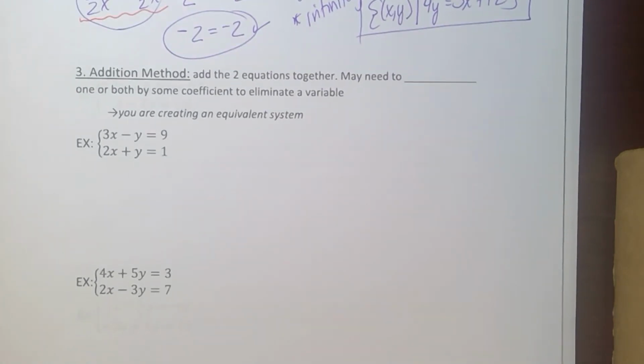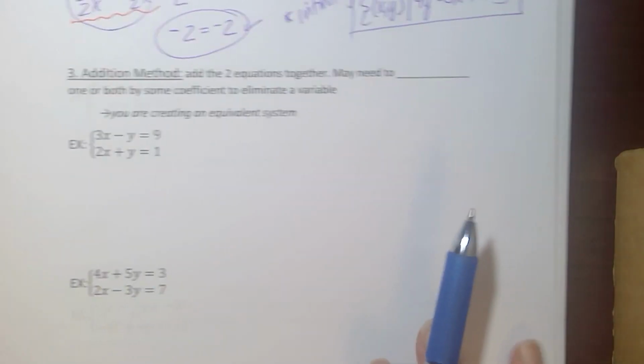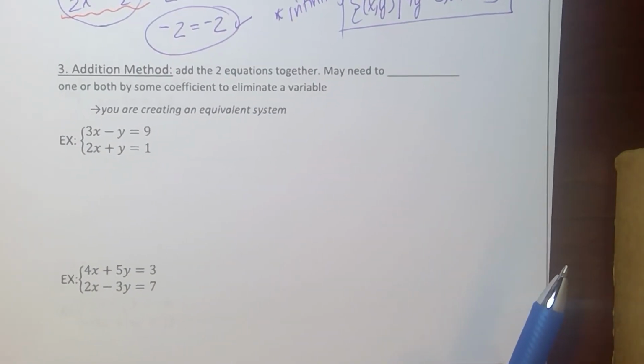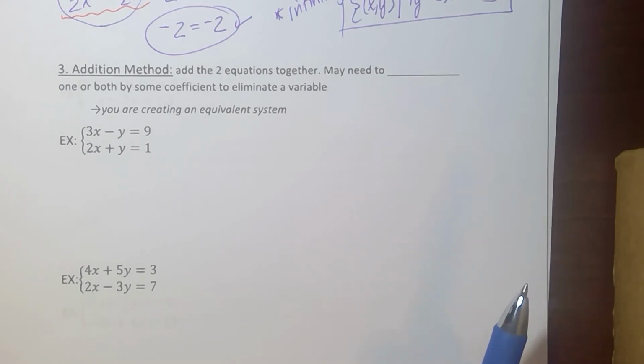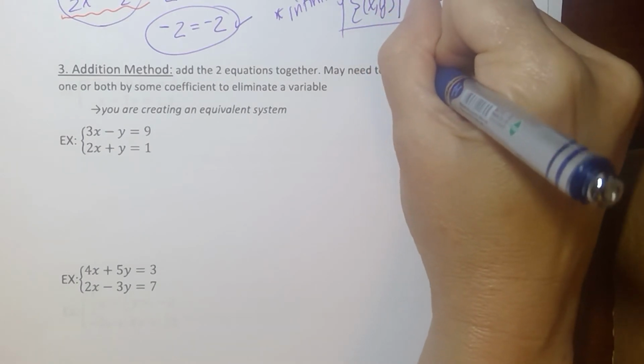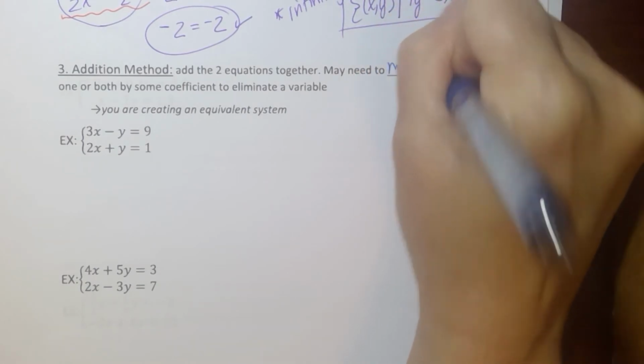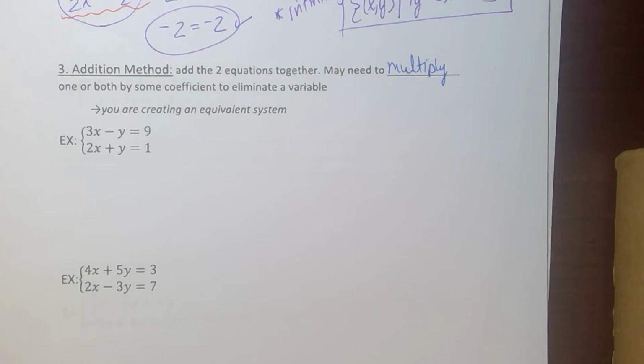This is our third method for solving linear systems of equations. Okay, to do the addition method, you're going to add the two equations together. And your goal is to add them together in such a way that you're adding an opposite so that one of your variables adds to 0. To make that happen, you may need to multiply one or both of the equations by some coefficient so that you create those opposites that will add to 0.